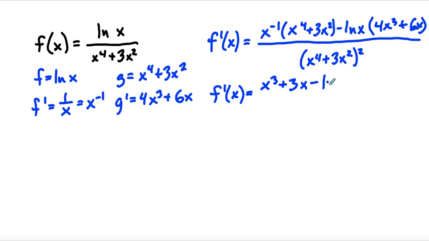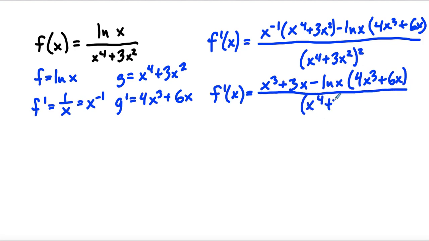And really, you could maybe do something with this, but it's natural log of x times this quantity. So I'm just going to go ahead and leave it, because if I start multiplying out, it actually makes my answer longer. And then this is all going to be over x to the fourth plus 3x squared quantity squared. And now we're done with this one.